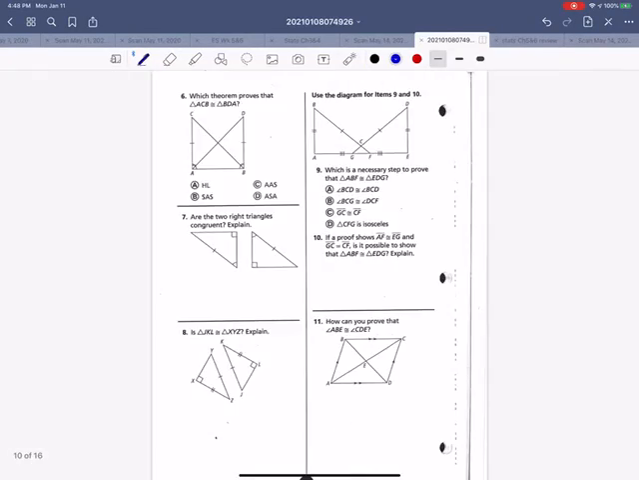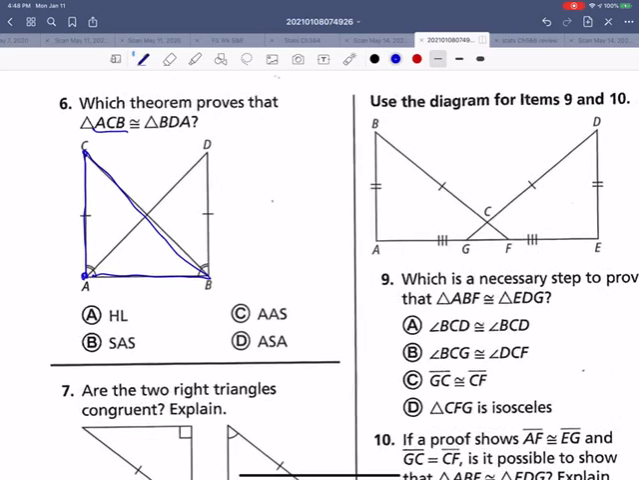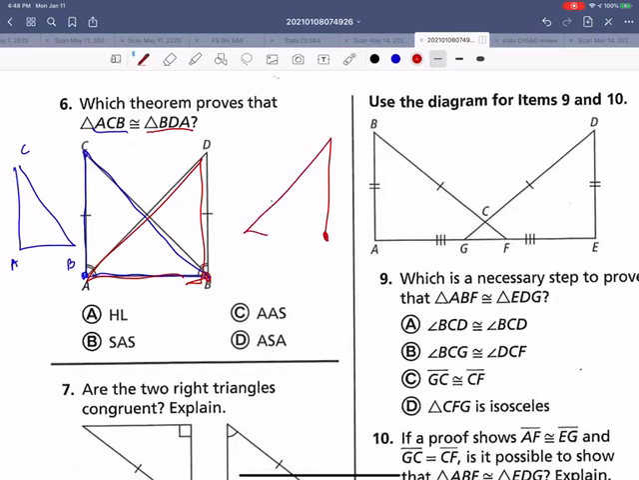All right, let's look on the back. Question number 6. Prove that ACB, so this triangle, I'm going to write off to the side. I'm going to write over here. Kind of make it a little bit. So ACB, and prove that it's congruent to this one, BDA.